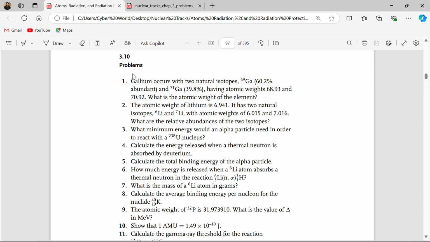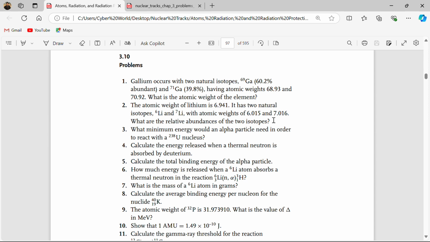Now let's move on towards our second problem. The second problem says the atomic weight of lithium is 6.941. It has two natural isotopes. We know that lithium has mainly two isotopes, lithium 6 and lithium 7, whereas their atomic weights are 6.015 and 7.016 respectively. What you have to find is the relative abundance of these two isotopes.